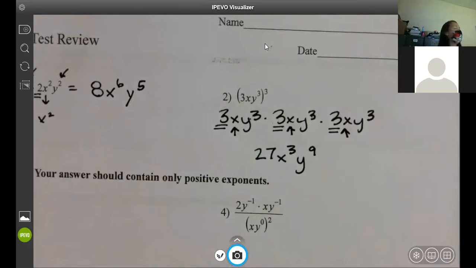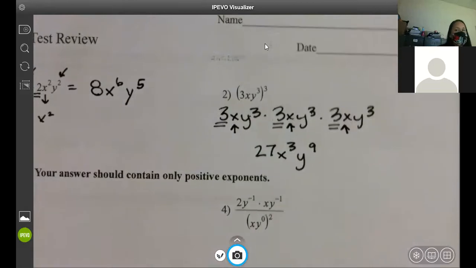So again, anytime you see a power, your test is going to look exactly like this. Write it that many times. So if it was a 2, just write it twice and then do the same thing.